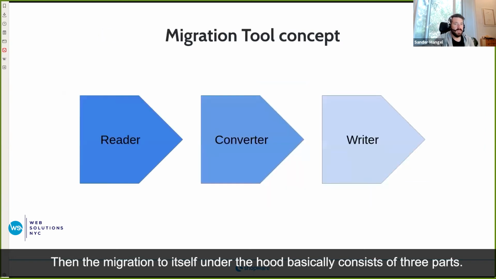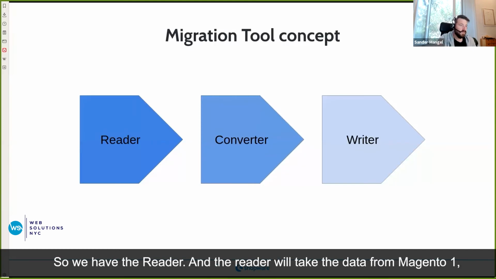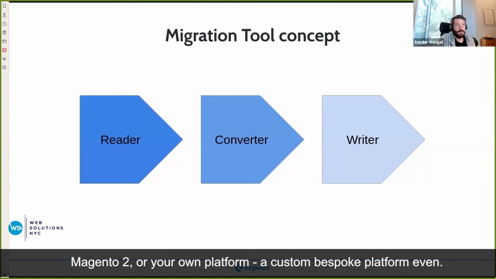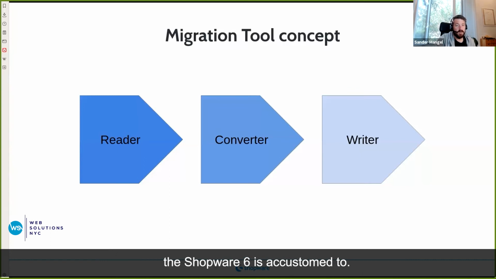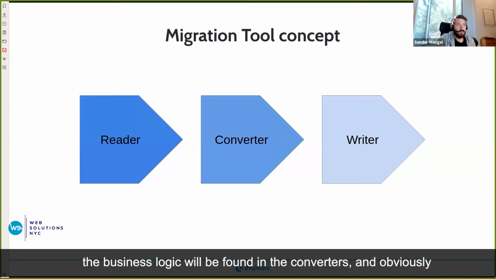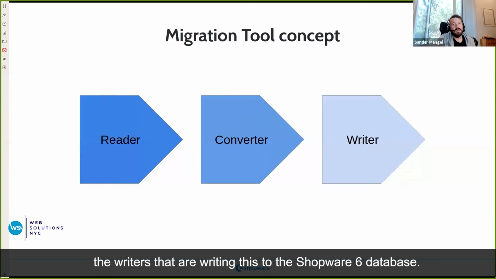Then the migration tool itself under the hood, it basically consists of 3 parts. So we have the reader, and the reader will take the data from Magento 1, Magento 2, or for example, your own platform, a custom bespoke platform even, take that into Shopware 6, and then we have converters that will actually convert this data to the standard format that Shopware 6 is accustomed to. So normally the heavy lifting, the business logic will be found in the converters, and then obviously the writers that are writing this to the Shopware 6 database.